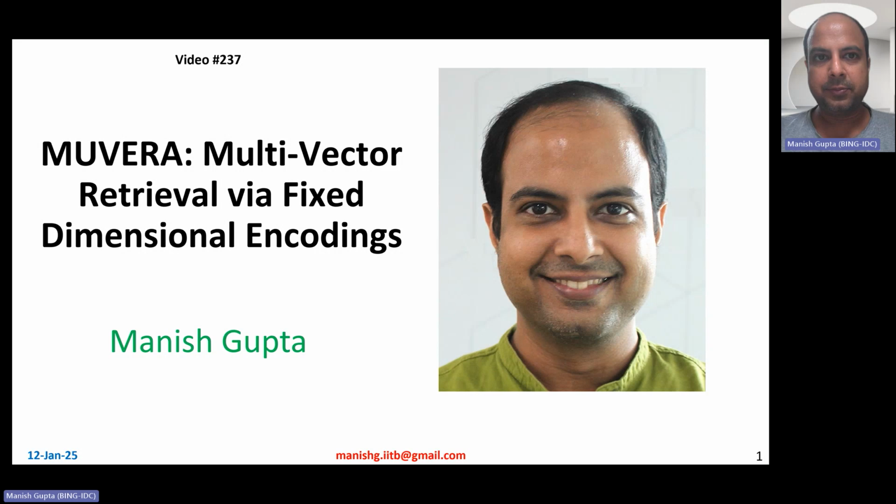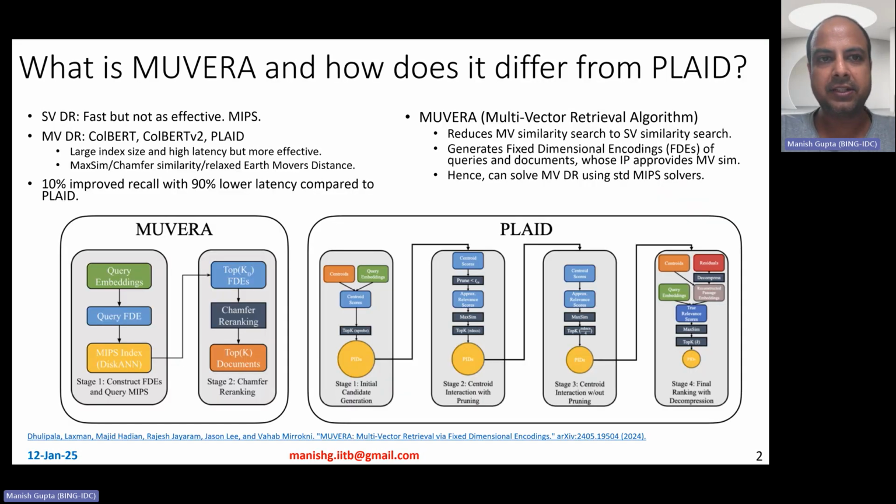Hi, my name is Manish Gupta, and in this video, I'm going to talk about Muvera, which is multivector retrieval via fixed dimensional encodings. So let's get started. Let's try to understand what this thing called Muvera is and how it differs from Plaid.